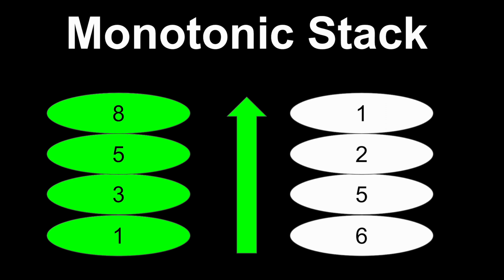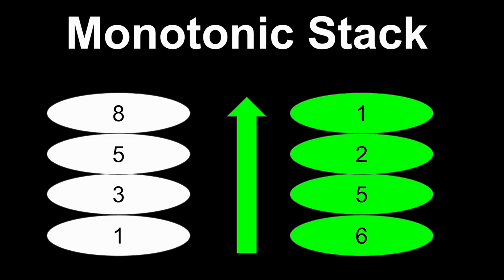This means that each element in the stack is greater than or equal to the element below it. On the other hand, in a decreasing monotonic stack, the elements are arranged in such a way that they form a non-increasing sequence from the bottom to the top of the stack. This means that each element in the stack is less than or equal to the element below it.